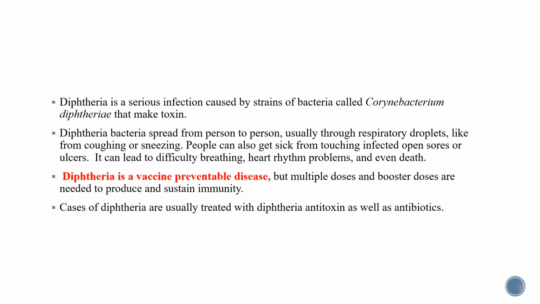The peculiarity of diphtheria is that it is a vaccine-preventable disease, but multiple doses and booster doses are needed to produce and sustain immunity. That is, being vaccinated is the best way to prevent getting sick with diphtheria or spreading it to other people. Cases of diphtheria are usually treated with diphtheria antitoxin as well as antibiotics like penicillin or erythromycin. That is, the treatment for diphtheria is usually diphtheria antitoxin and antibiotics like penicillin or erythromycin.